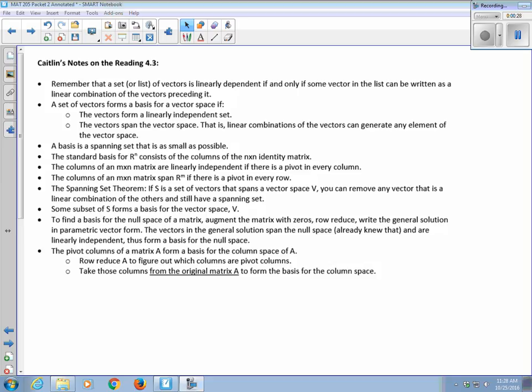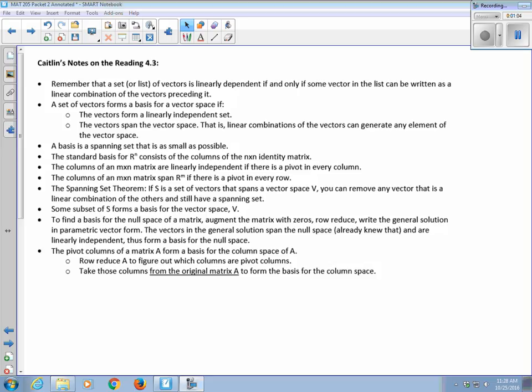A set of vectors forms a basis for a vector space. This is the definition we're going to be working with today. A set of vectors forms a basis if the vectors are linearly independent and they span the entire vector space. Remember that spanning the space means that linear combinations of those vectors can create any element of the space. And then also linearly independent. So a basis is basically a spanning set, a set that can build the entire space, but that's as small as possible. You take out any redundancies.